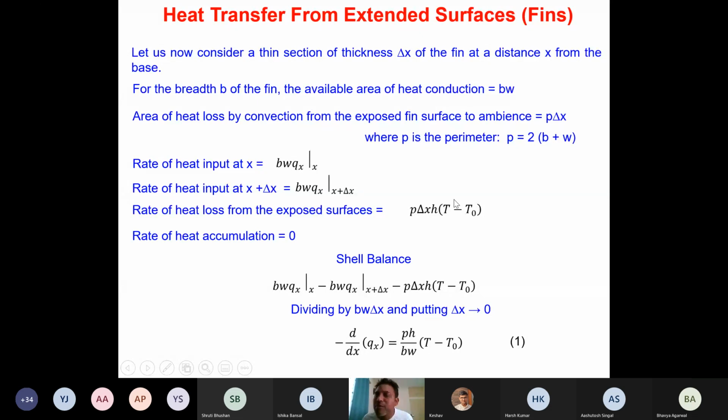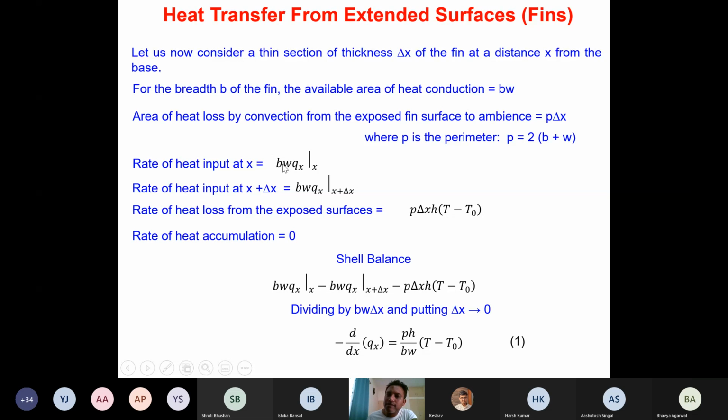So this T is nothing but the temperature of the fin at the location x minus T naught, where T naught is nothing but the ambient temperature, isn't it? So P delta x h into (T minus T naught) is going to be the rate of heat loss from the exposed surface at the element. Again, rate of heat accumulation we have assumed 0 here. So then we can make a shell balance.